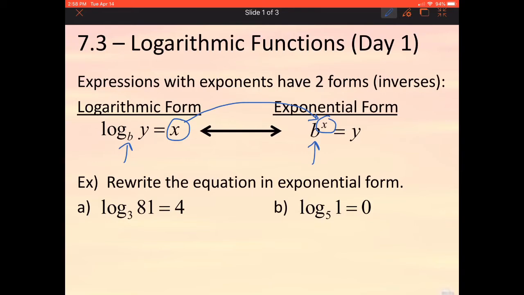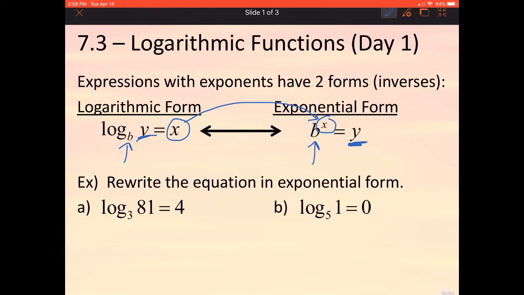Again, the b was our base in our log. It's also the base in exponential form. What the log was equal to, the x, is now the exponent. And then that other value is our y. That's where the y was from. All right, so let's practice rewriting problems that are in log form.